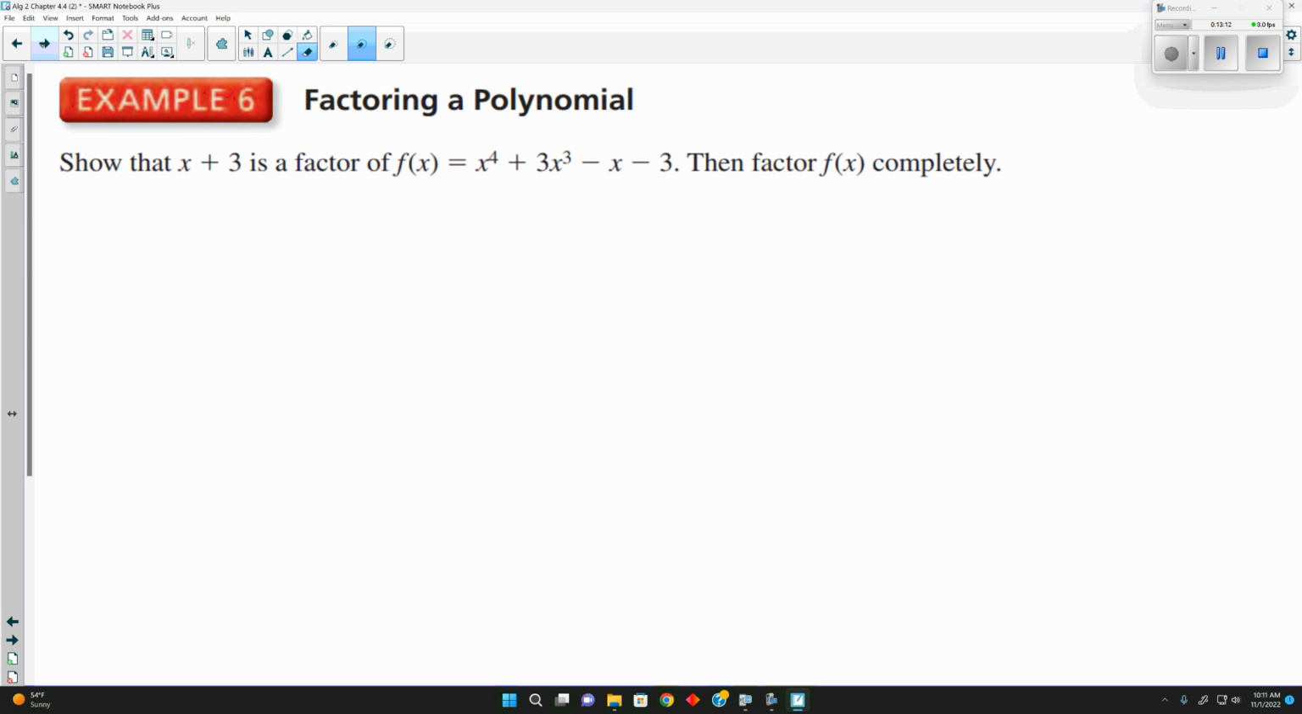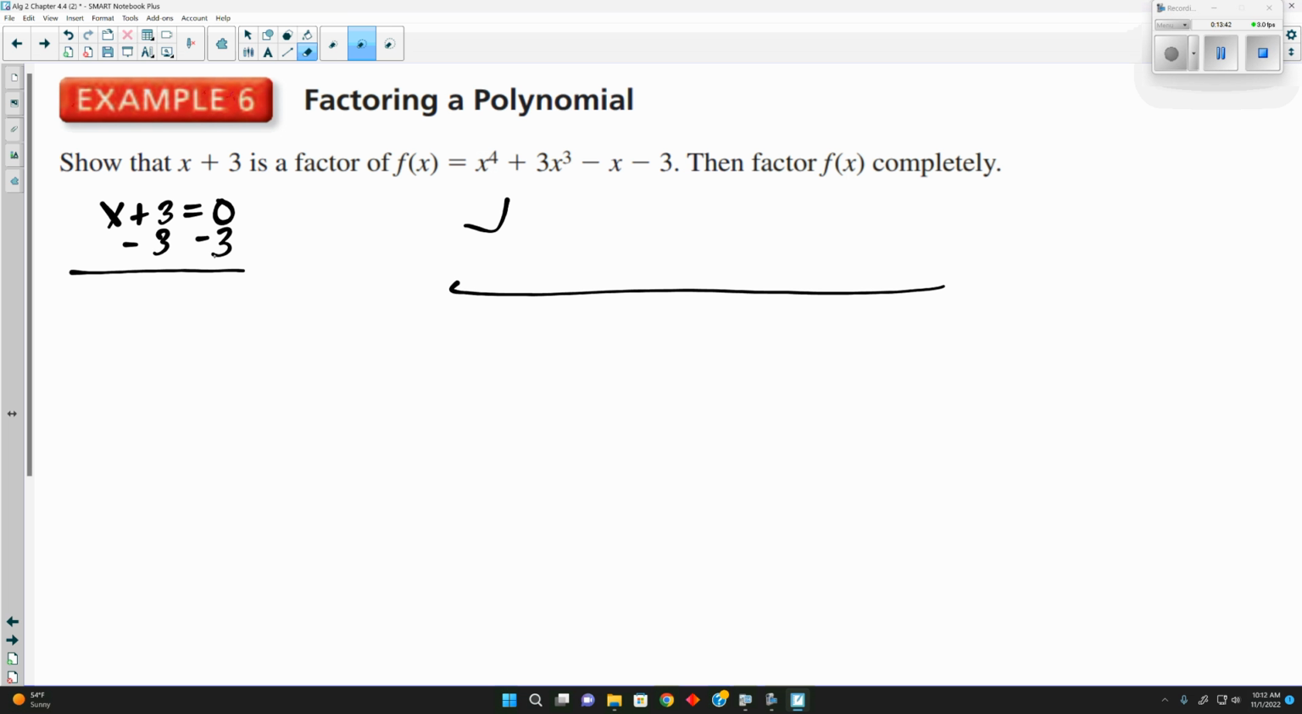Show that x plus 3 is a factor. Then factor completely. So when we factor completely, we want the degree of each one in the set of parentheses to be 1. We want to factor it down as far as it'll go. So the first thing we can do is show that this is a factor.